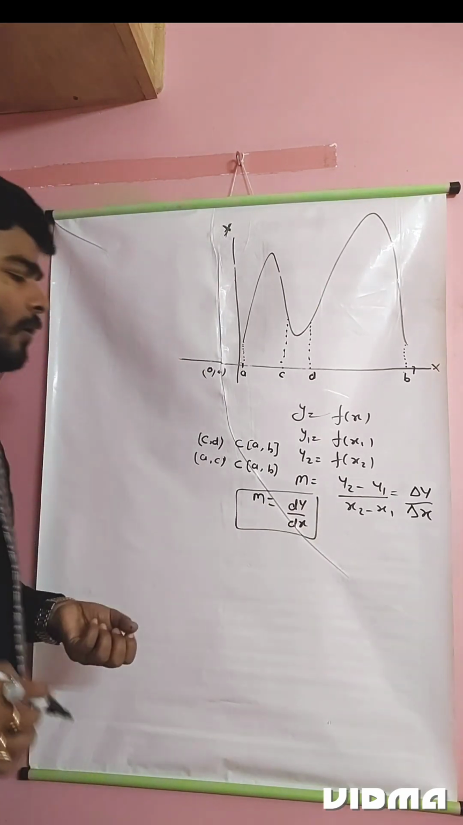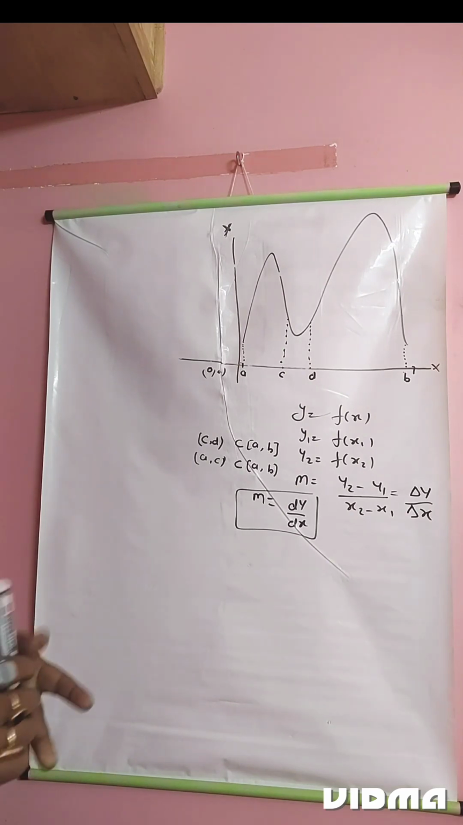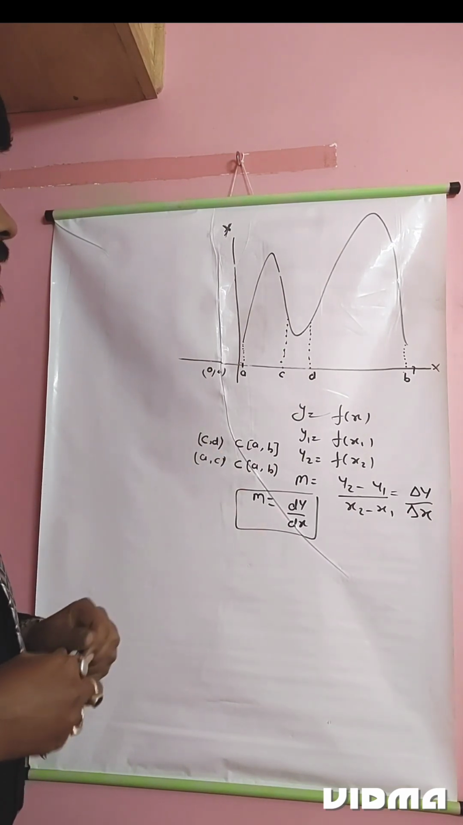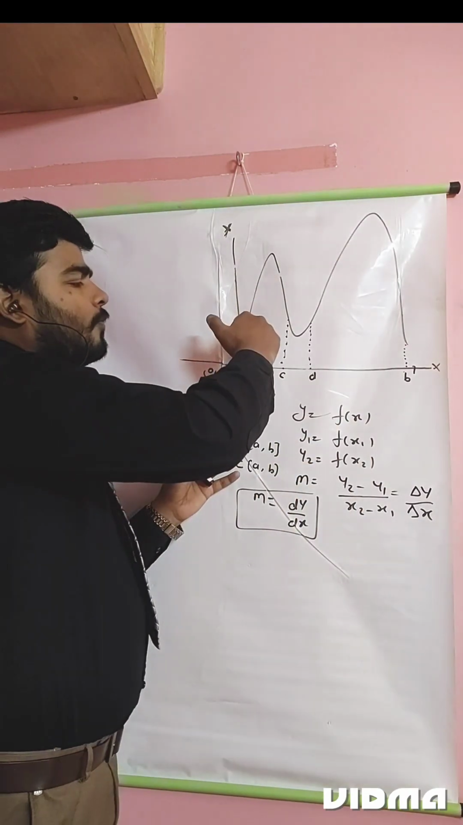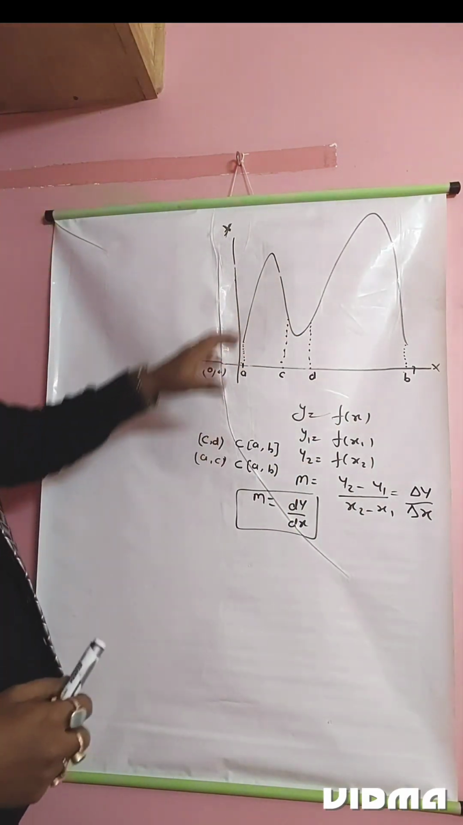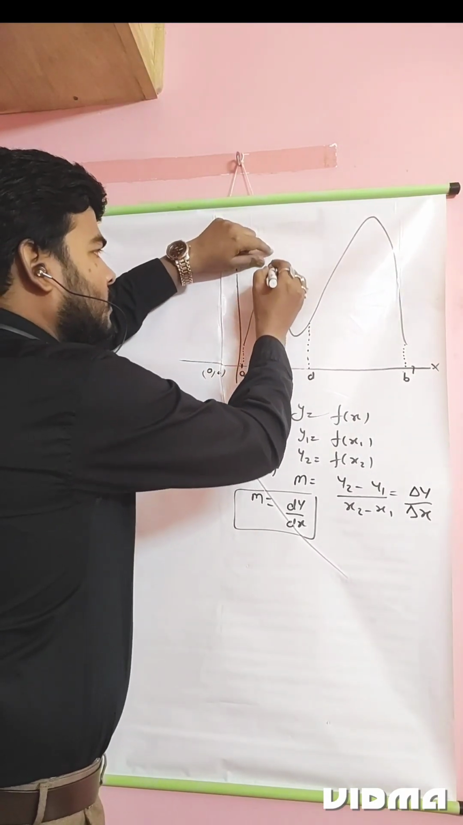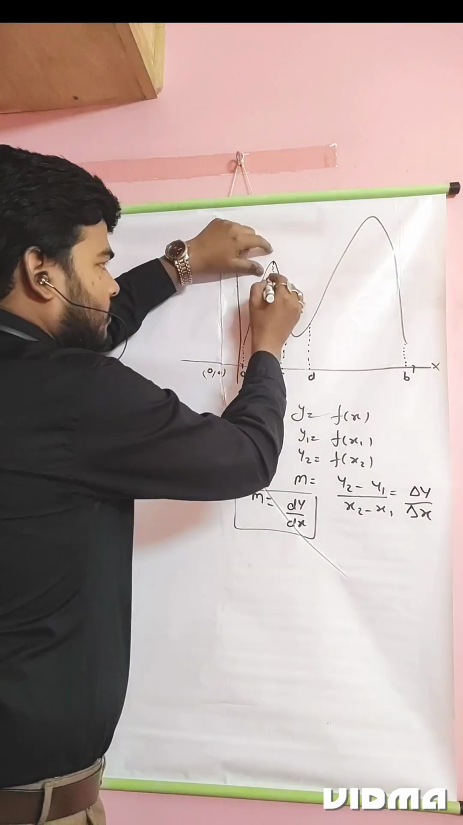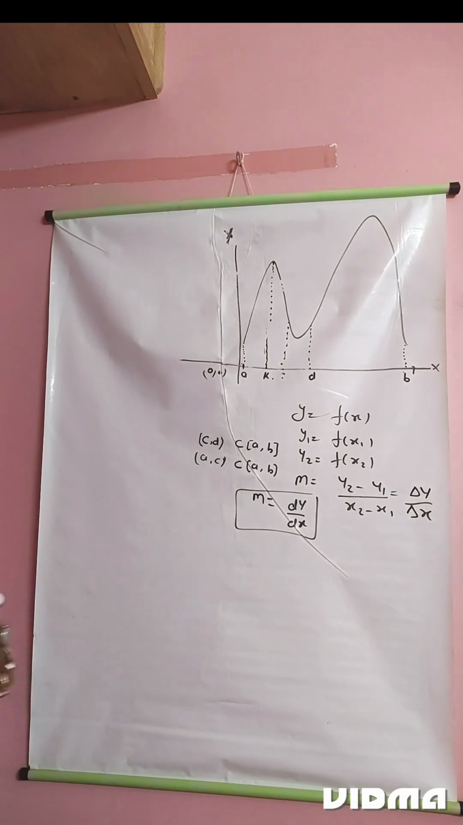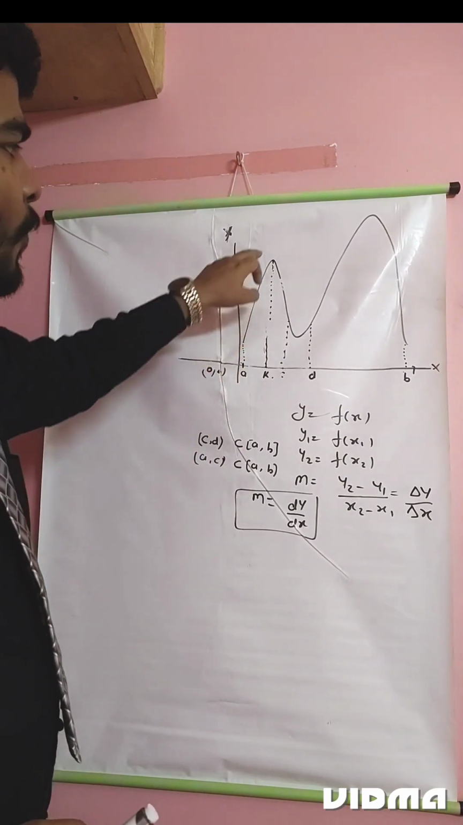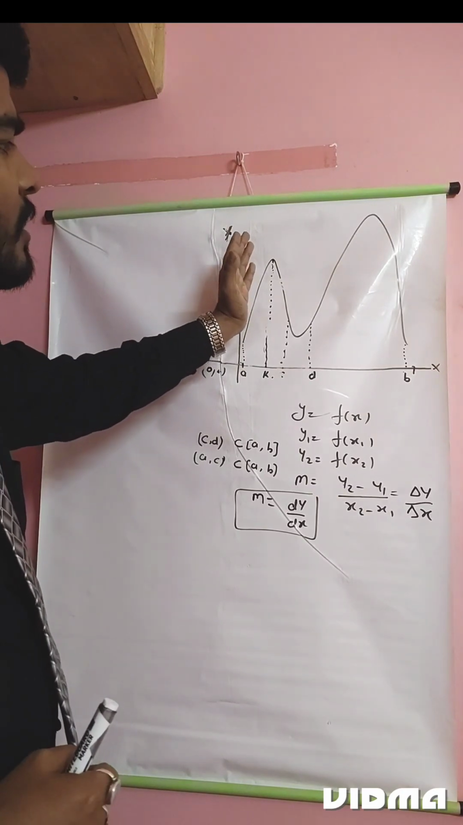So that means dy upon dx is also the slope of any line. Dy by dx represents the slope of any line. If we see this curve from A to C, what we observe is a particular point. Suppose that this is a point K. At point K, the curve changes its nature.